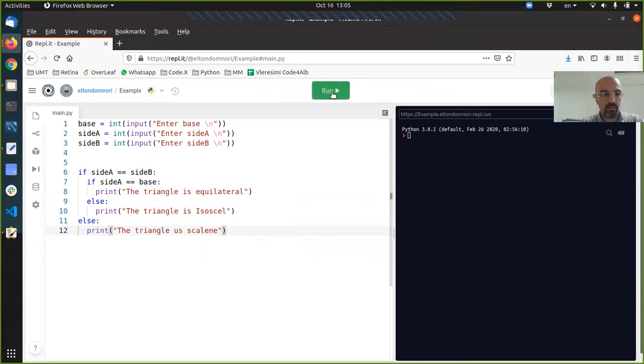Let's try it. Okay, enter base. Let's suppose base is 6. Enter side A, 6, side B, 6. The triangle is equilateral. Okay, let's write another example. The base is 7, side A is 6, side B is 6, it is isosceles. And let's try a third option, 7, 8, 9, and the triangle is scalene. And it seems to work correctly.